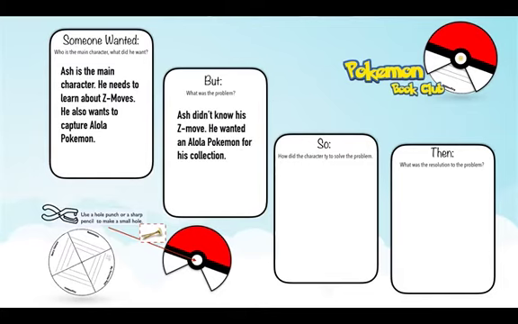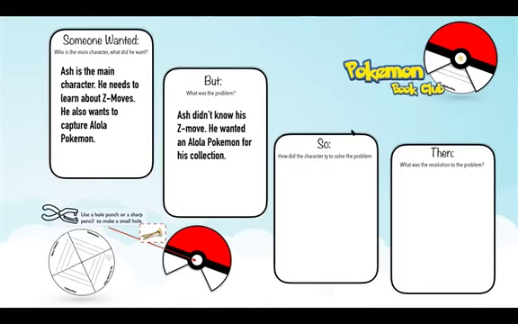Here's my answer. Ash didn't know his Z move, and he wanted an Alola Pokemon for his collection. So that was really the basis of our problem. Ash didn't know what his Z move was, and he didn't know that until Tapu Koko helped him with that. And he still didn't catch that Alola Pokemon, that Rowlet, till the very, very end of the book.